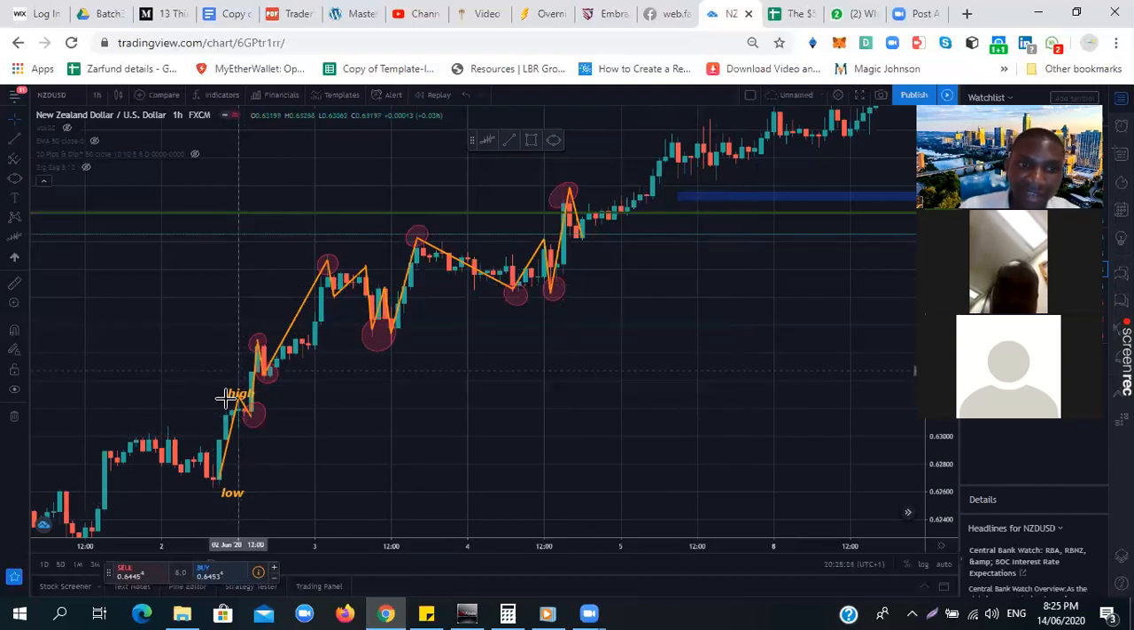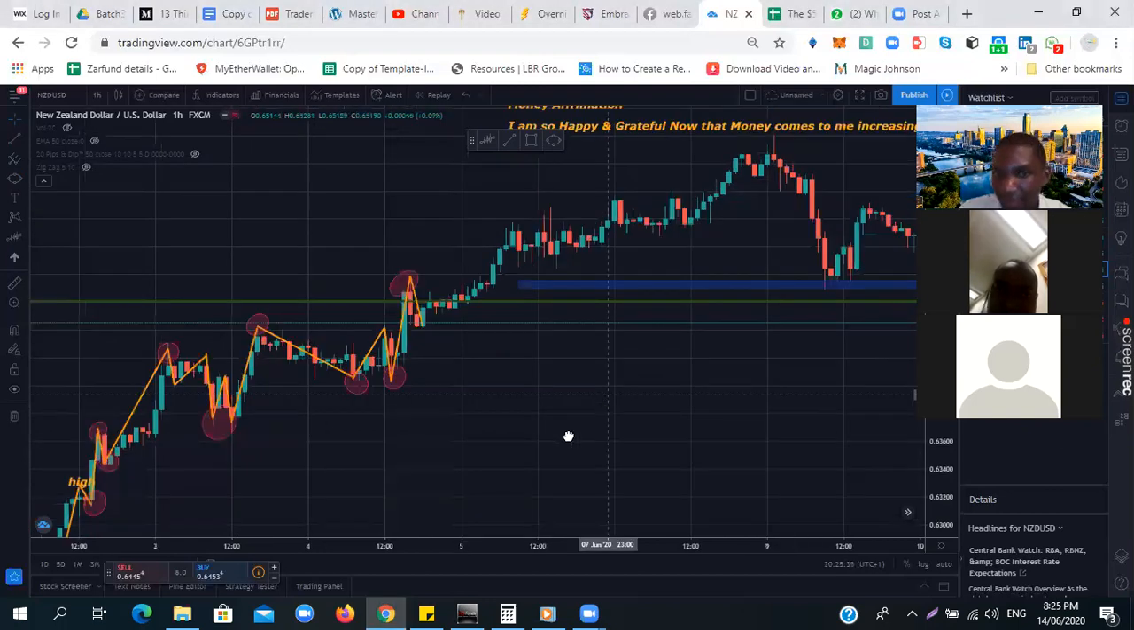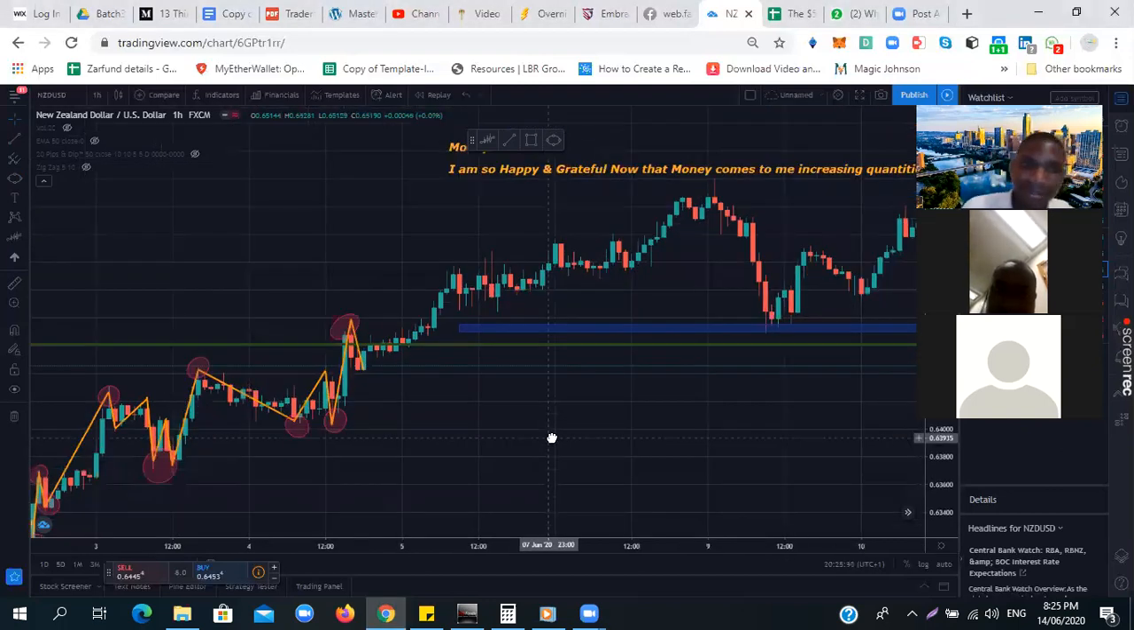Now this is a high, right? We can see that this high is higher than this high. This high is higher than this high. All of that tells us that we are in an uptrend. As long as we are seeing higher highs, and as long as we are not seeing lower highs or lower lows, we are in an uptrend.